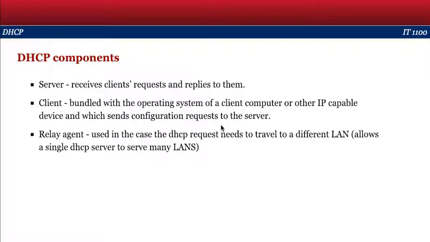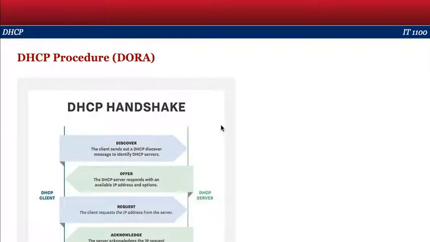Basically, it's a set of broadcast messages that are sent out, and broadcast messages typically are not sent from one network to another network. So this relay agent allows a DHCP request to travel to a different local area network, so that we can have a single DHCP server set up to serve many LANs, and we actually have that set up in our configuration. So it is very practical and useful.